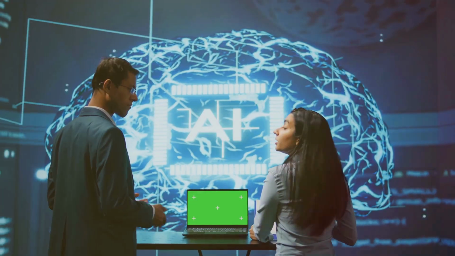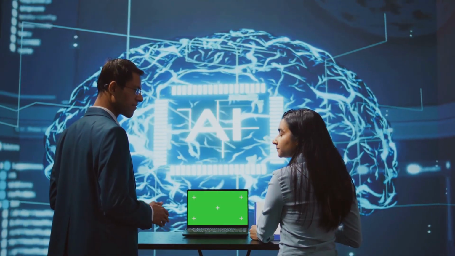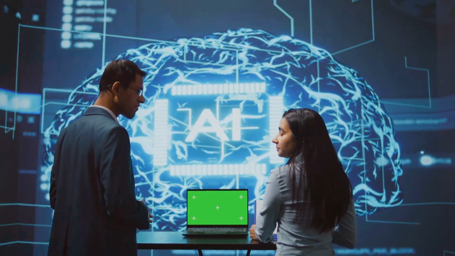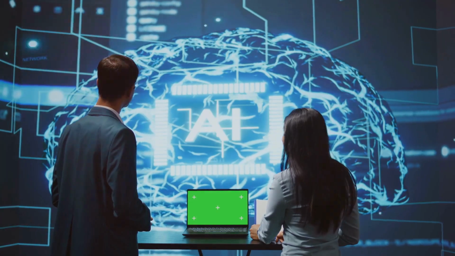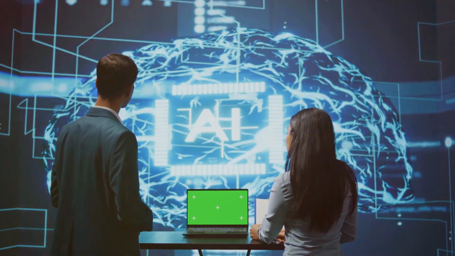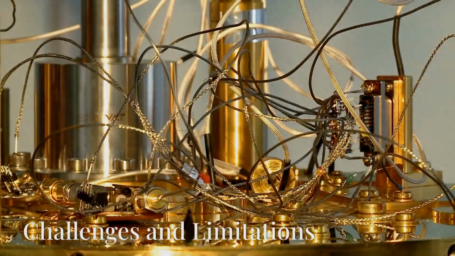Quantum computing could significantly boost AI by allowing computers to process vast amounts of data faster, making machines smarter and more capable of learning in ways that classical computers simply can't match.